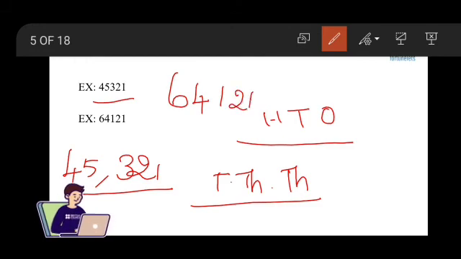64,121. So where do we have to insert the comma? We have to skip the first three numbers from the right corner, then insert the comma next to the fourth digit of the given number. Now let's read 64,121. It is easy to read the numbers up to 5-digit numbers. As the numbers increase, it will be difficult for us to read.